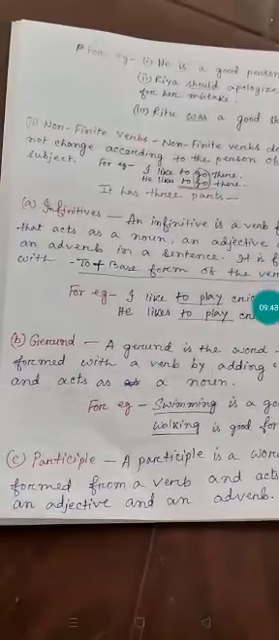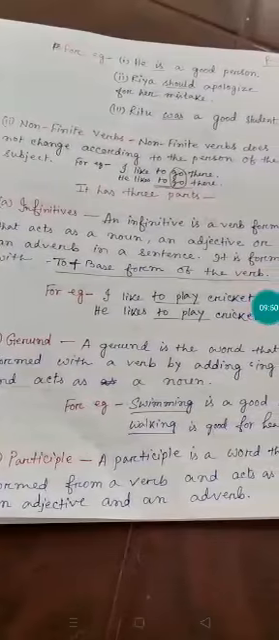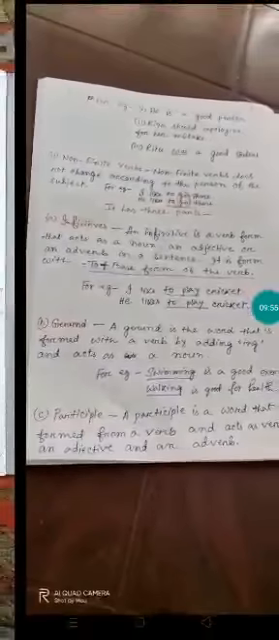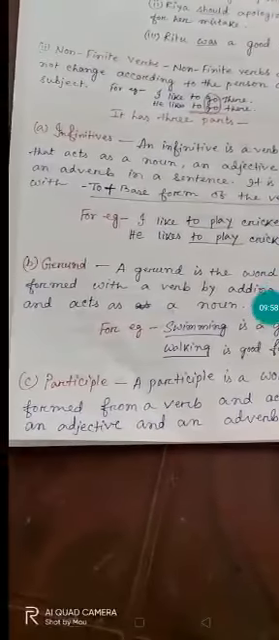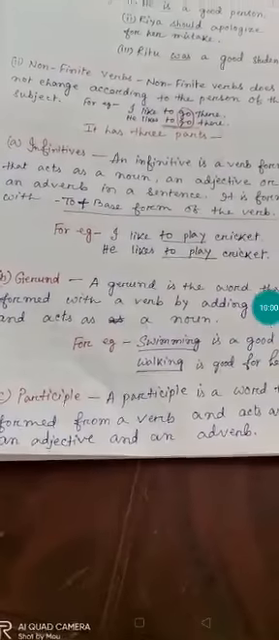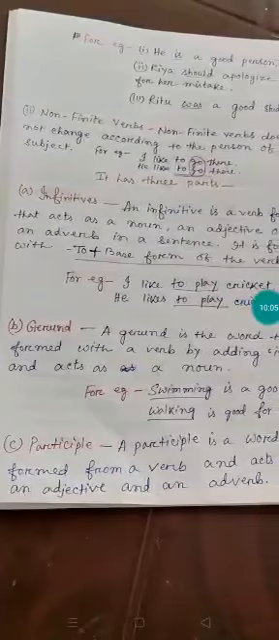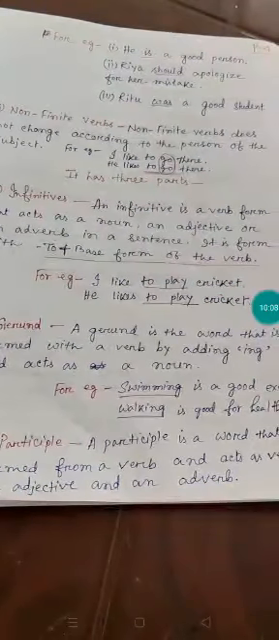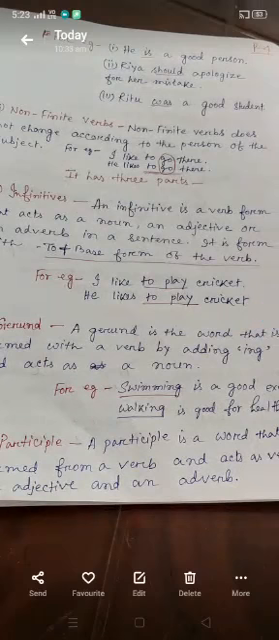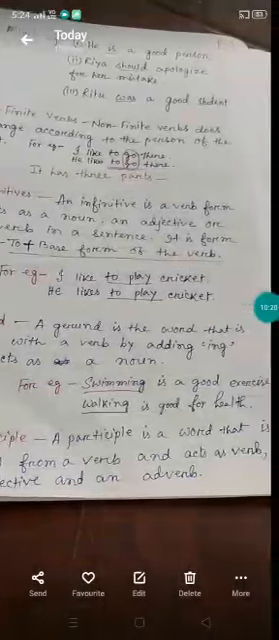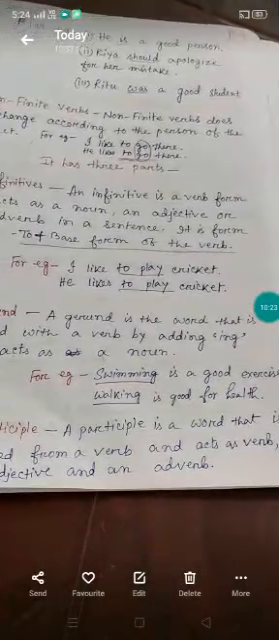Now coming to the next, gerund. A gerund is the word that is formed with a verb by adding ing and acts as a noun. For example, swimming is a good exercise. So students, swimming is a good exercise, walking is good for health.